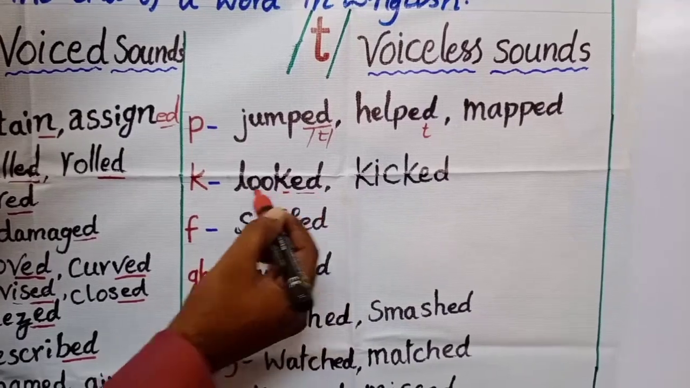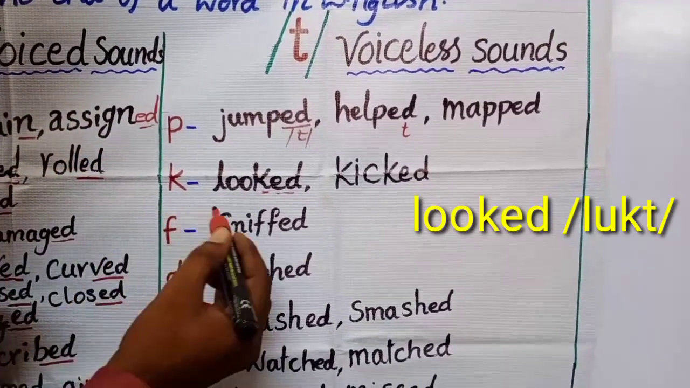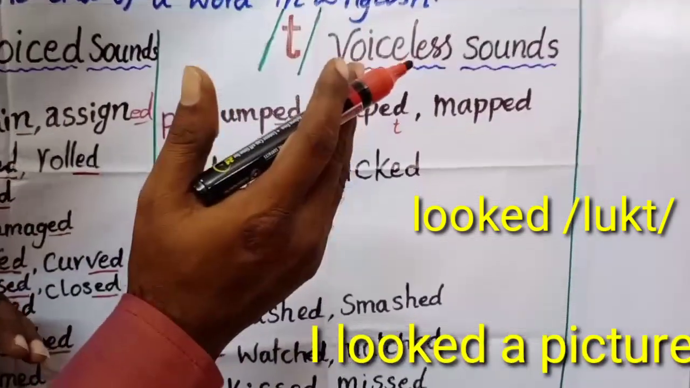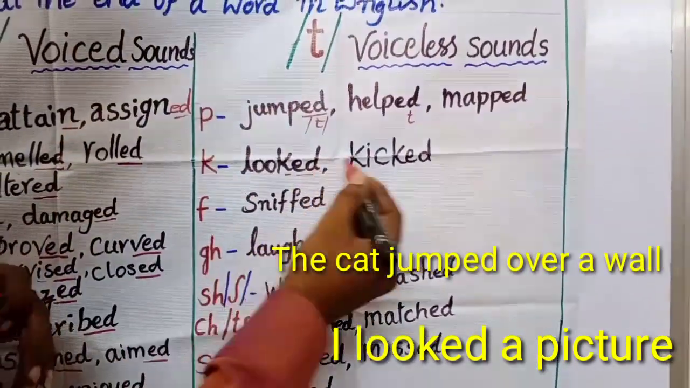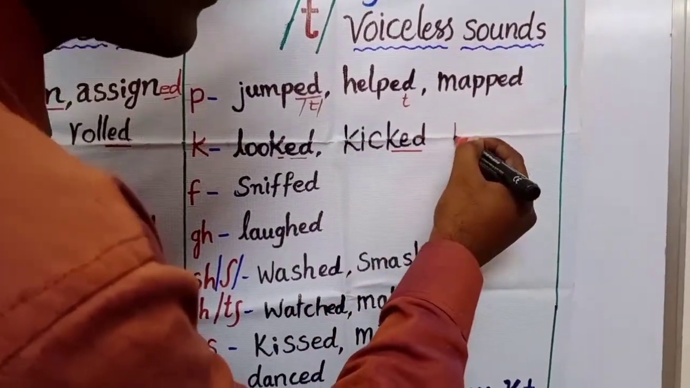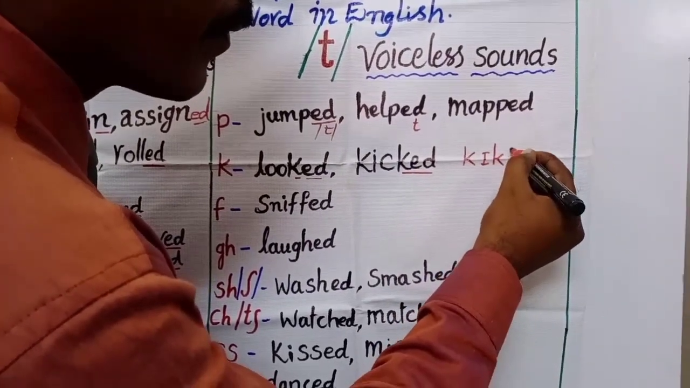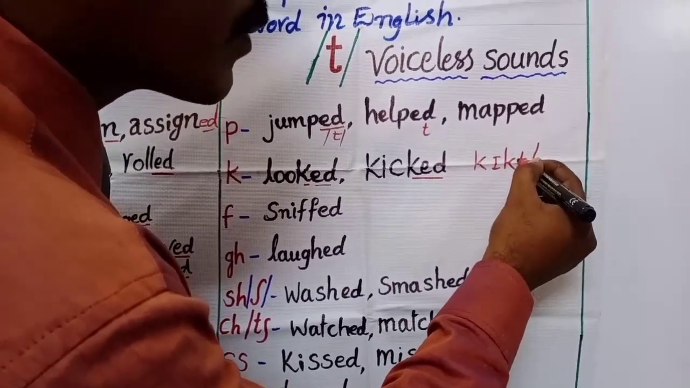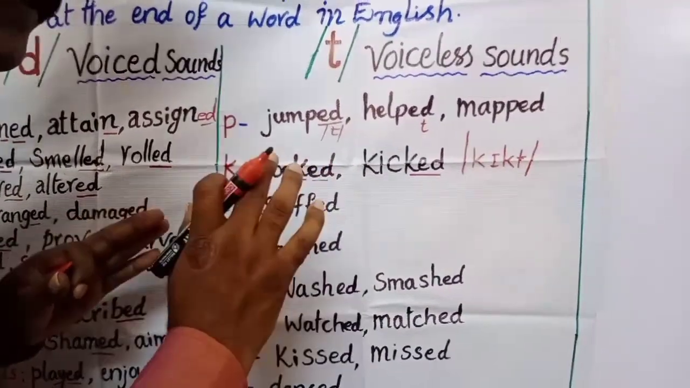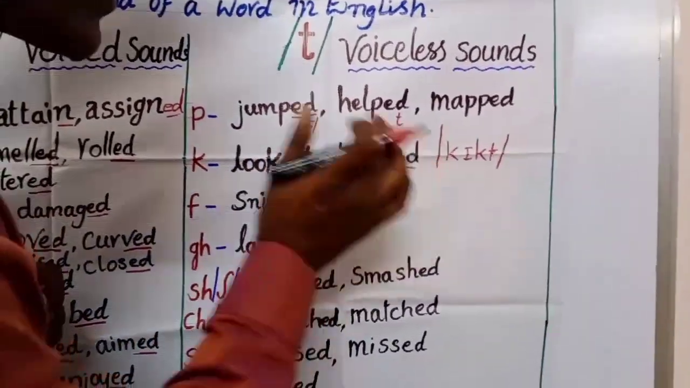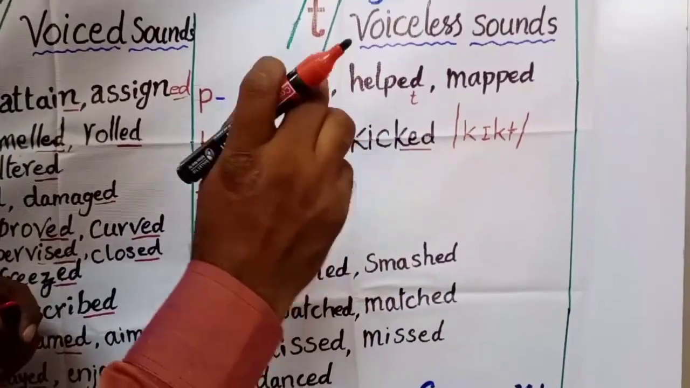Yes, of course, it is pronounced looked, not lookd, that is an error. So, I looked at a picture. The cat jumped over a wall. Kick, kicked. Here, what is the phonetic transcription? Yes, kicked. This is the phonetic transcription. Kicked. Okay, looked, not d, looked, kicked, booked, B-O-O-K-E-D, booked. He booked a ticket.